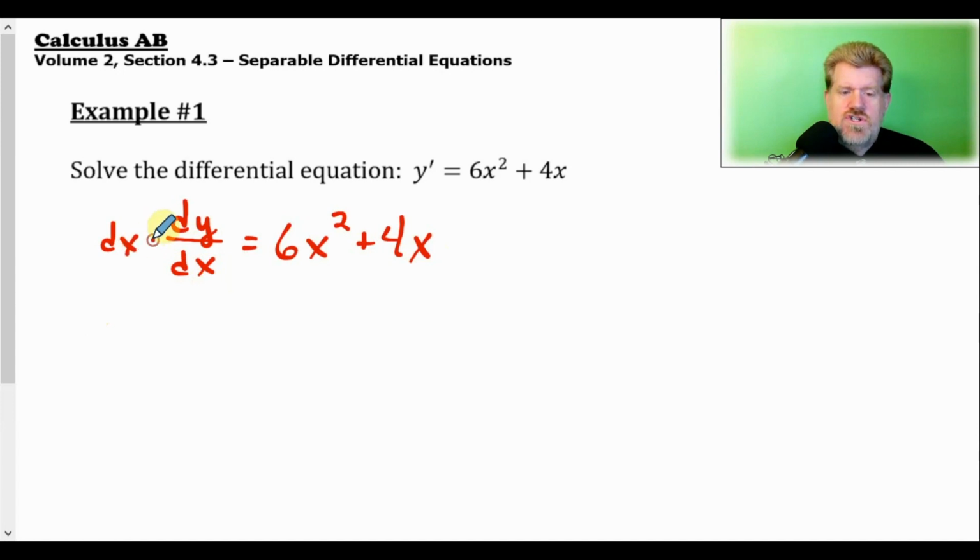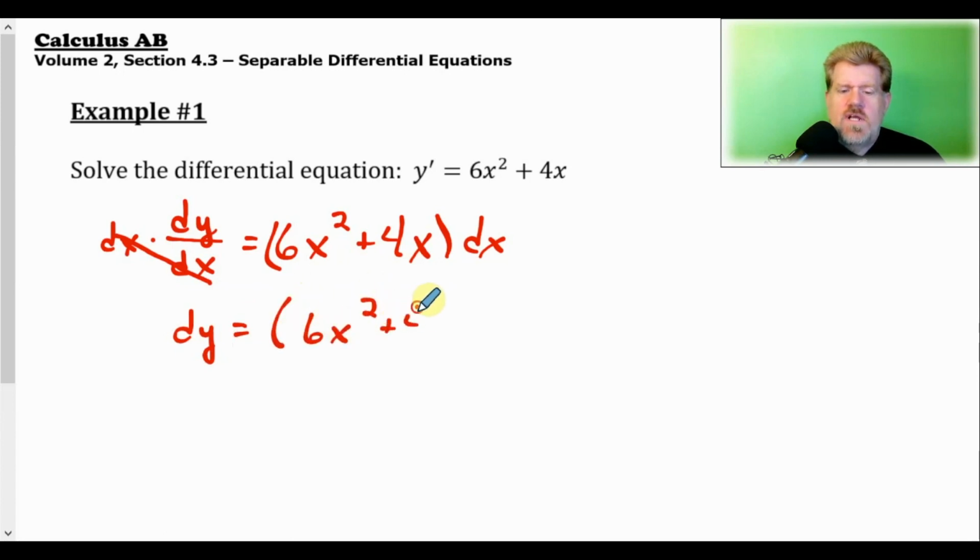I'm not always going to show you this step. We're going to assume this in many cases from now on. So multiply both sides by dx. And now we have separated them. So every time we separate a differential equation, I always think of one thing.